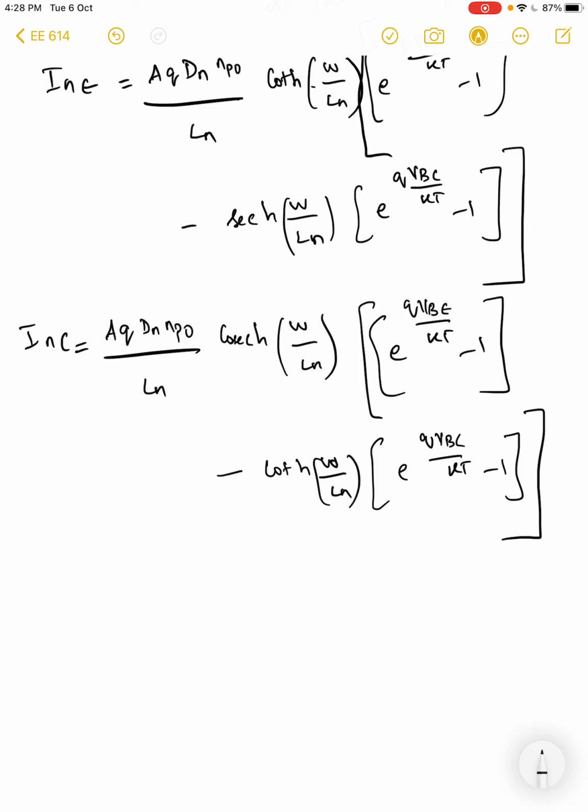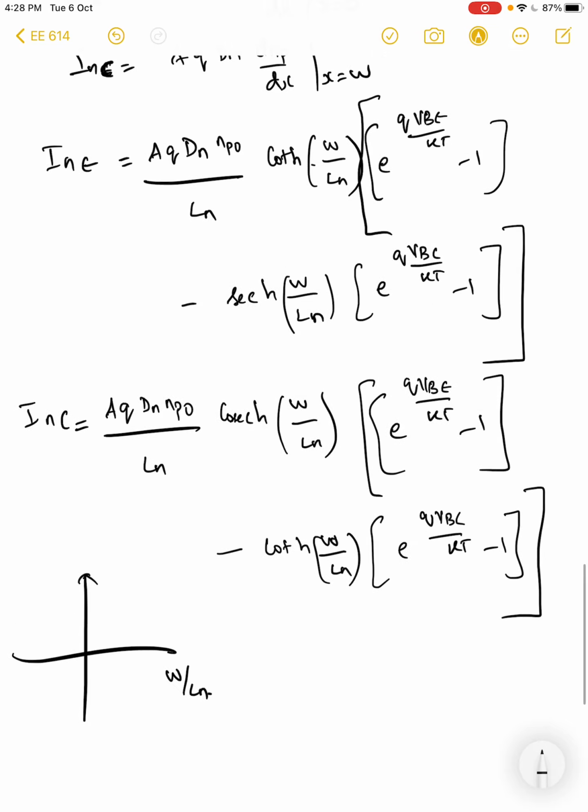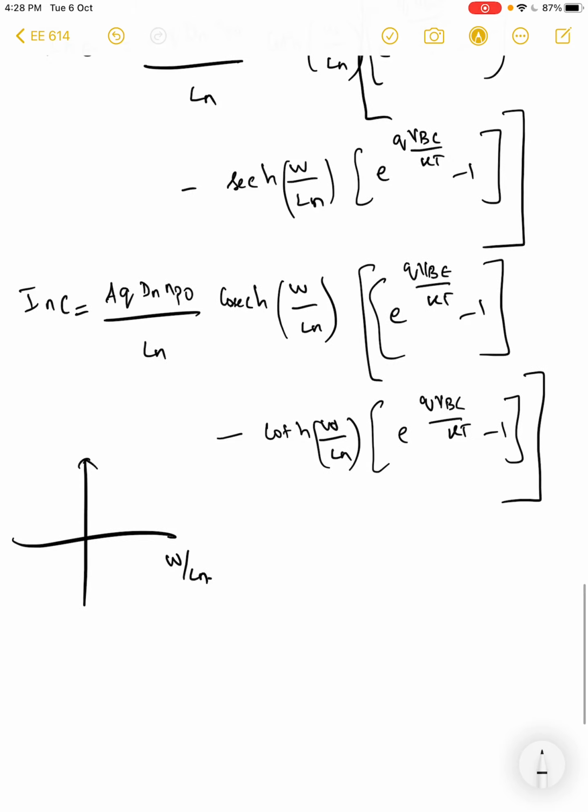And you have coth and sech, and just to have a feel for what these things mean, let's just plot this as a function of width by length. So if I plot, let us say coth diverges at x equal to 0, right, at very small width by length, and then has a saturation value at very high values. So this is coth. And what happens to sech? Sech is like this.